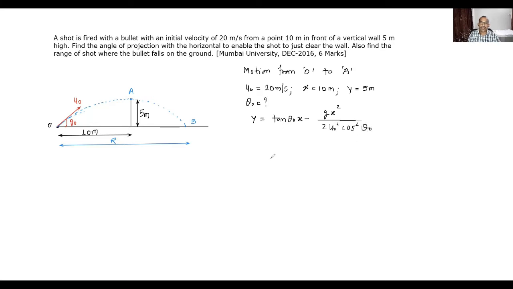Now this equation is in terms of 4 quantities: x, y, u0 and theta 0. Out of these 4 data, if any 3 are given and 1 is unknown, we can directly use the equation of path for the solution of the problem, because the answer is possible in one step. The other method is applying equations of motion in horizontal and vertical direction from O to A.